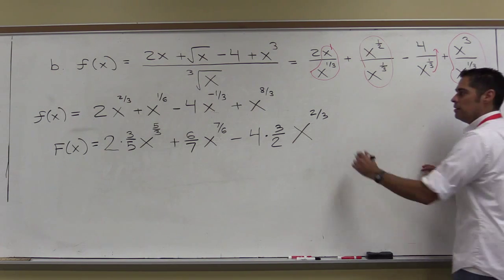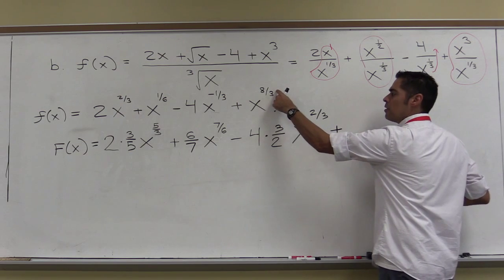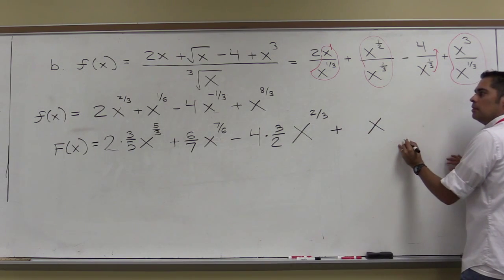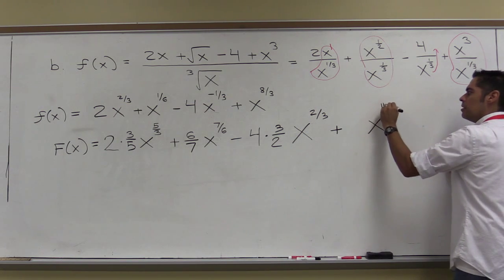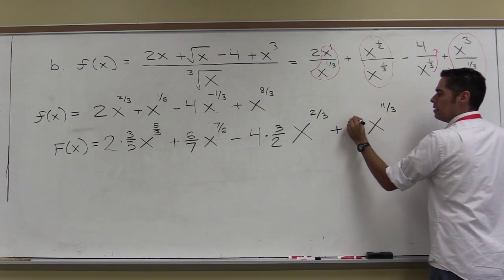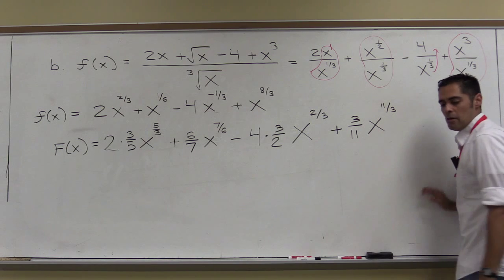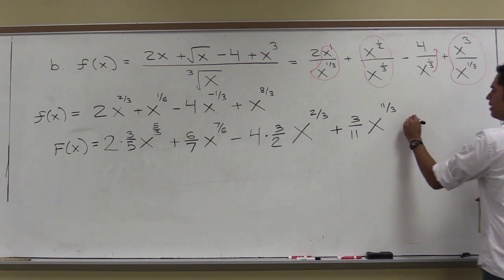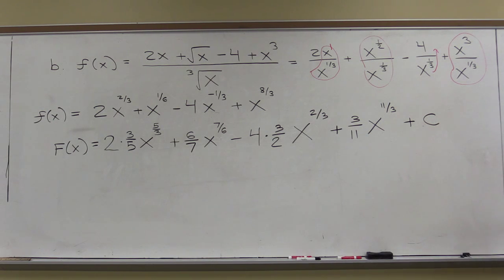And last one. What's 8/3 plus 1? 11/3. And that means out front? 3 over 11. 3/11 plus C.